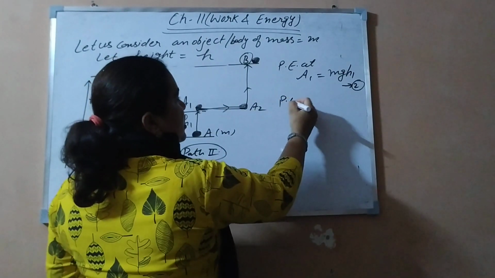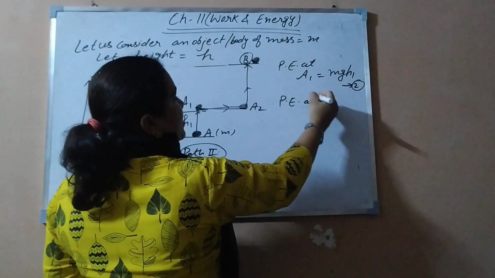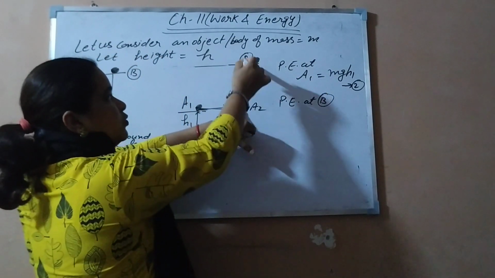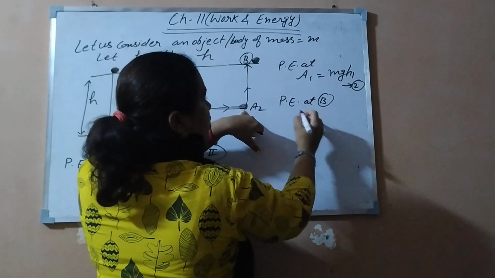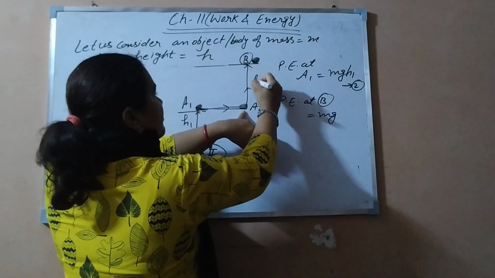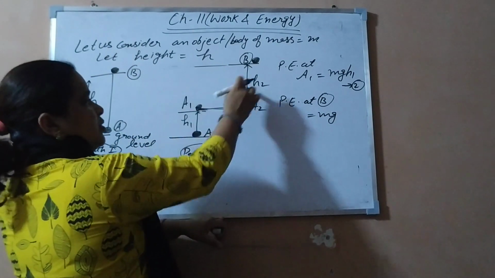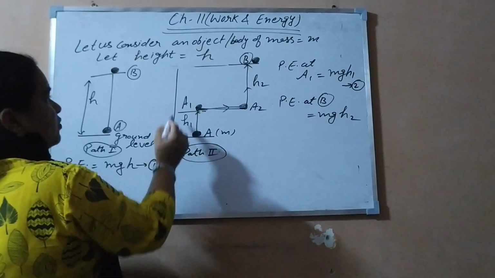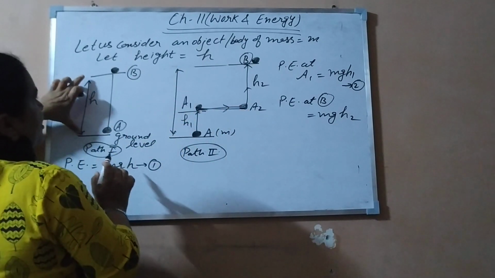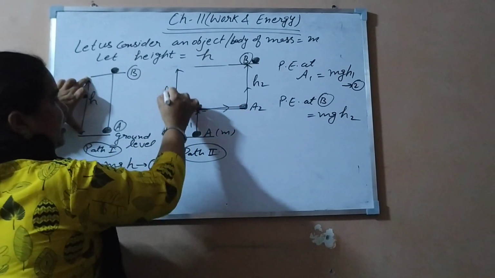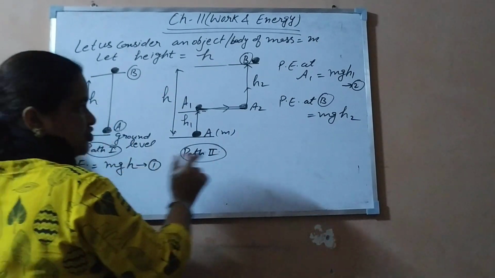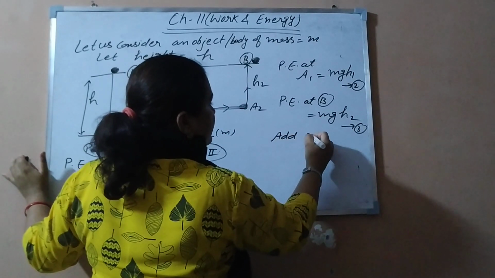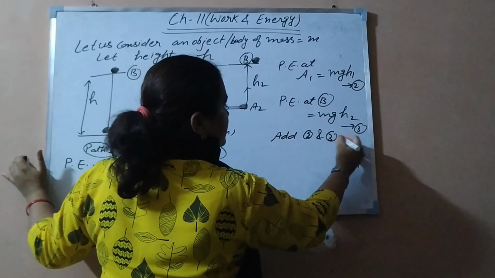Now what is the potential energy at B? The body goes from A2 to B, so the formula is mgh2. This is h1 and this is h2, and the total height we considered in the beginning is h, since the body goes between the same initial and final positions. So we will add the second and third equations.